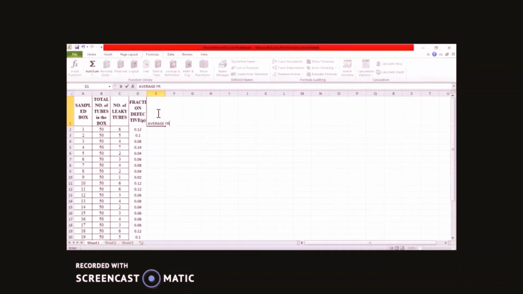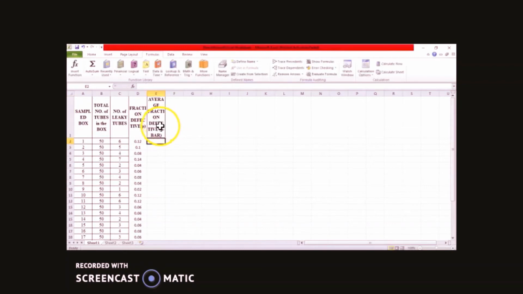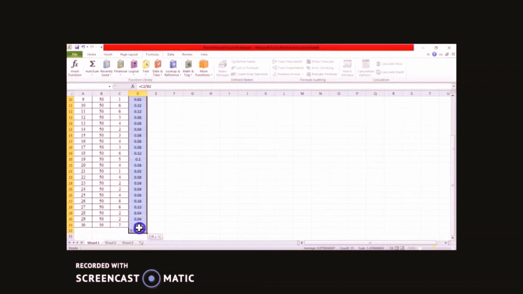Average fraction defective, that is your P bar, and this is also called your central line or CL, right? So you can also do it with the help of this formula, where you can first find the sum of this value, your fraction defective value.